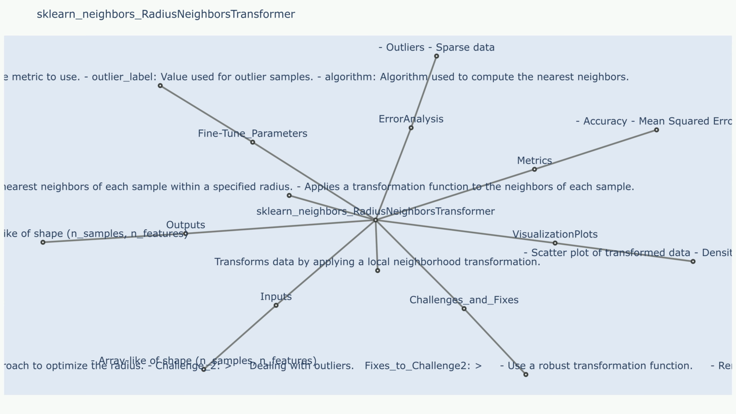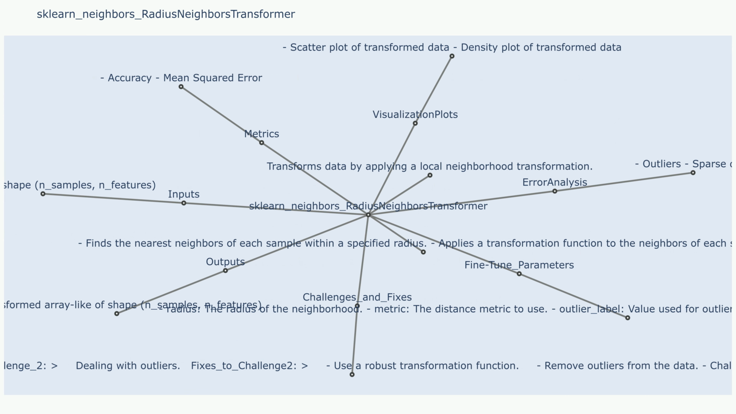Inputs. X. This is the input data. Typically a 2D array where each row represents a sample and each column represents a feature. Radius. This parameter defines the radius around each sample within which to consider neighbors. It controls the locality of the transformation.